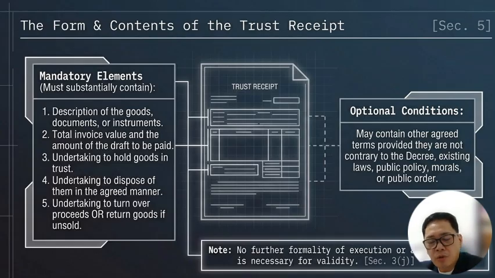So, additional terms and conditions. The law also allows the parties to customize their agreement. The trust receipt may include other terms and conditions agreed upon by the entrustor and entrustee. However, the inclusion of these extra provisions is subject to a vital limitation. They must not be contrary to the provisions of the decree, existing laws, public policy, and moral public order, or good customs.